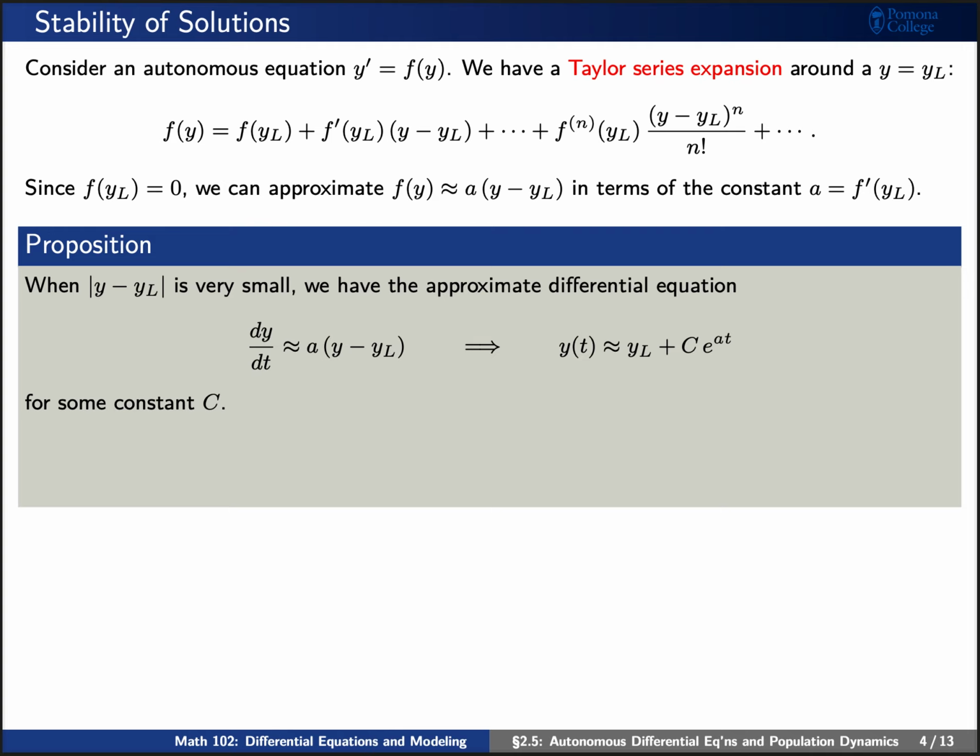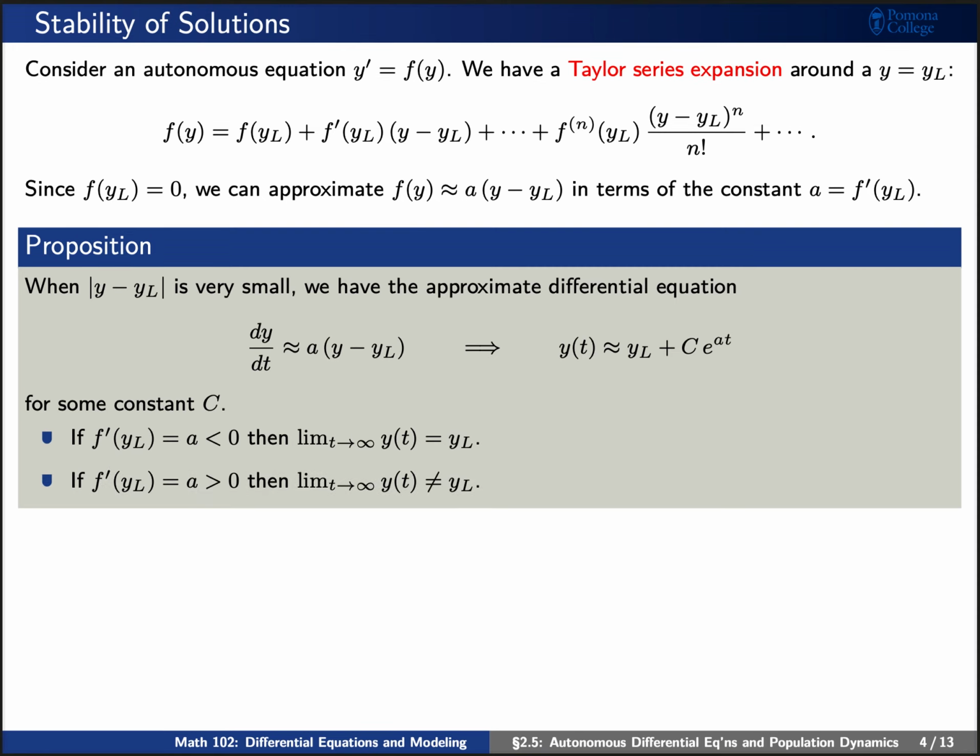This allows us to consider two possibilities. If this constant a is negative, then e to the at approaches 0 as t increases without bound. This means that y of t approaches y sub l over time. On the other hand, if this constant a is positive, then e to the at gets larger and larger. This means that y of t grows away from y sub l as t increases without bound. So in the one case, when a is negative, it approaches y sub l, but in the second case, where a is positive, it grows away from it.